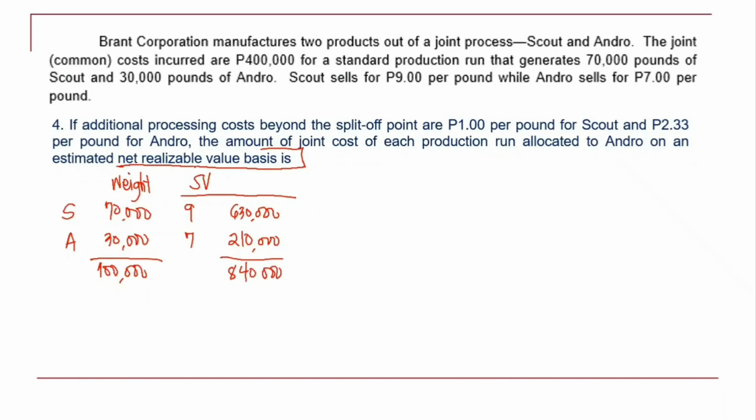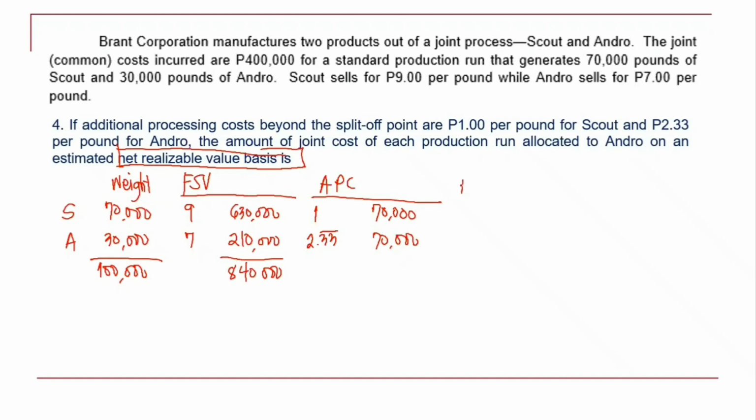So what do we do next? Di ba net realizable value? That would be the final sales value. Ima-minus natin yung alin? Yung additional processing cost. At ang additional processing cost natin ay piso kay Scout and 2.333333 kay Andro. So therefore, ang additional processing cost natin ay 70,000 kay Scout and 70,000 also kay Andro.